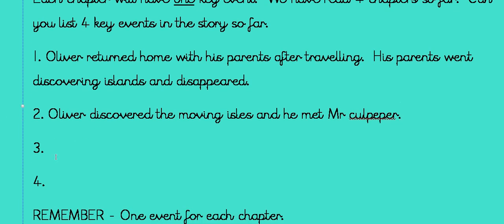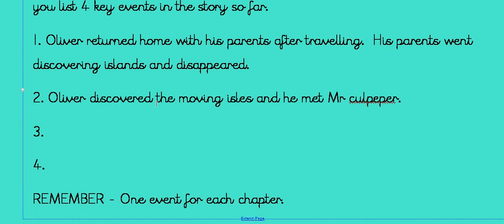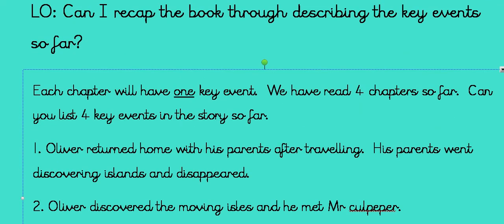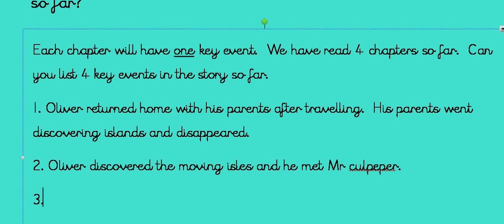Think about chapters 3 and 4, which we have read, and try and write down a key event for both chapters. For chapters 1 and 2, if you're really struggling, you can use mine to help you, or you could write down your own key events. Remember, we are writing just one event for each chapter. You must have 4, as we have read 4 chapters so far in our reading.